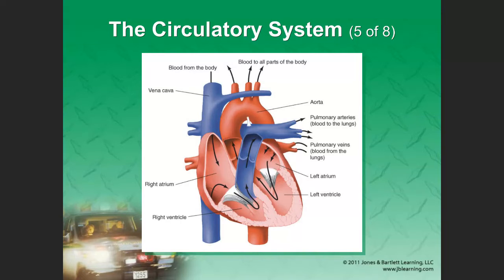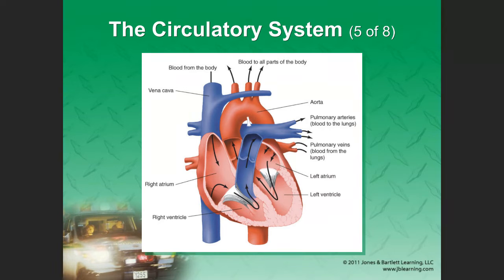The largest vein in the body, the vena cava, has a superior portion and an inferior portion. The purpose of the vena cava is to receive deoxygenated blood from the upper portion of the body and the lower portion of the body. That blood is then pumped into the right atrium. That's deoxygenated blood. The right atrium then contracts and pushes the blood through the valve into the right ventricle. Once the blood passes through the valve on the right side, it closes.